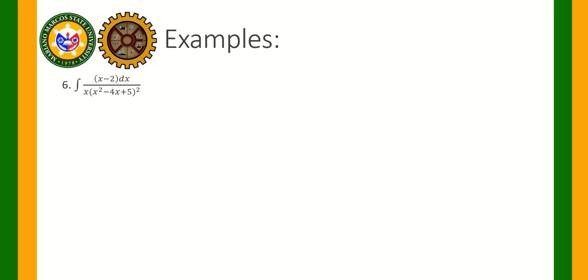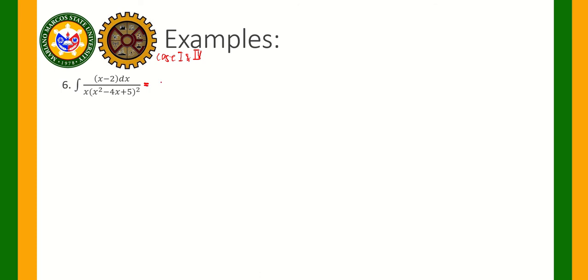Okay, so let's solve example number 6. The integral of (x minus 2) dx all over x times (x squared minus 4x plus 5) quantity squared. So, anong case yung gagamitin natin? Since meron tayong linear dito, gagamitin natin si case 1. And then, this is irreducible. Tapos, repeated siya kasi naka-square. So, gagamitin natin will be case 1 and case number 4.